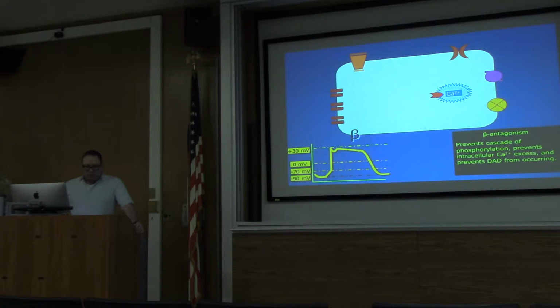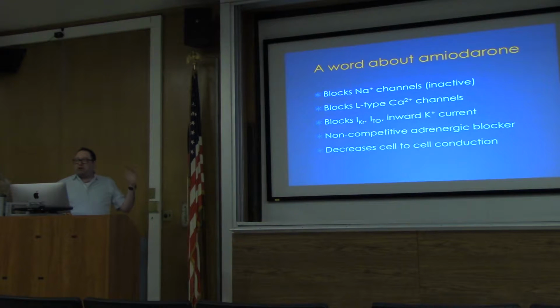So here, this is a beta receptor, and if epinephrine is triggering the beta receptor, if you block that effect, it's going to block the effect of the beta agonists on the myocyte and potentially prevent triggering that early afterdepolarization or delayed afterdepolarization. So just a mention about amiodarone.